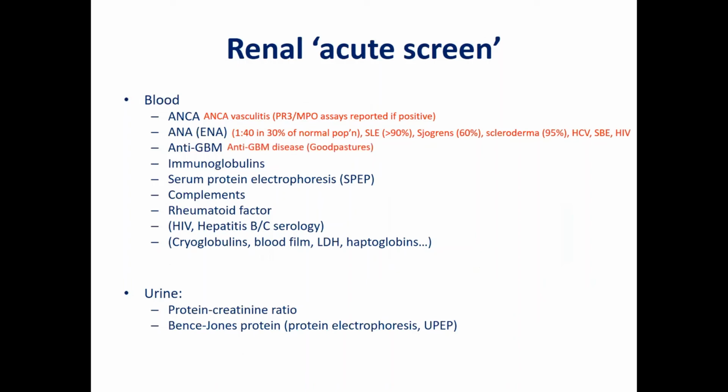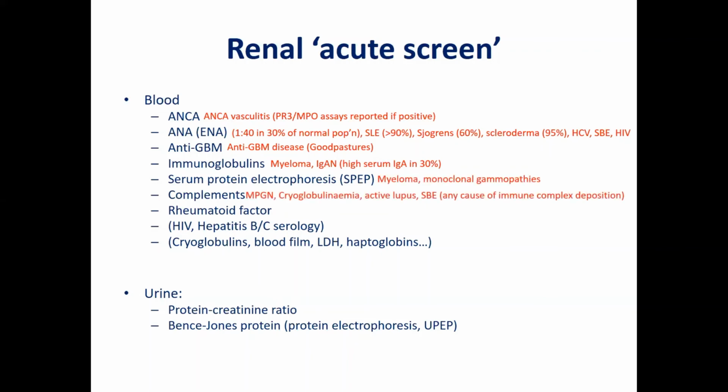Anti-GBM is the thing that people tend to remember best of renal disease. Anti-GBM disease is Goodpasture's. That tends to present with hematuria in the kidneys, but they often present with hemoptysis as well. They're coughing up blood too. That's because it's attacking the glomerular basement membrane that's also present in the lungs. Immunoglobulins are for myeloma. Similarly with the serum protein electrophoresis.